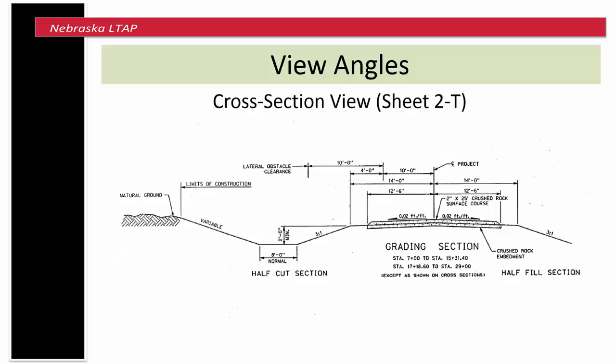Turn back to sheet 2-T. The cross-section view depicts a section of road viewed vertically as if cut across the width of the road. There are two more cross-section views on sheet 2-T, the typical section at bridge ends and the typical channel section. Remember, a cross-section view is across the width of a road, street, bridge, channel, etc.